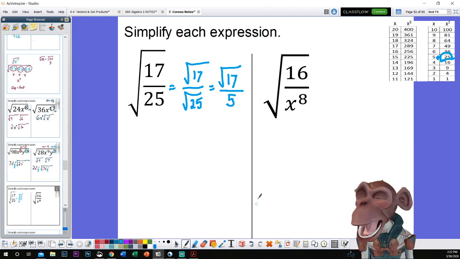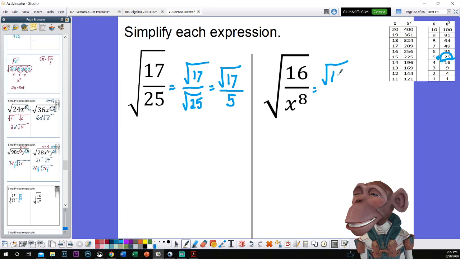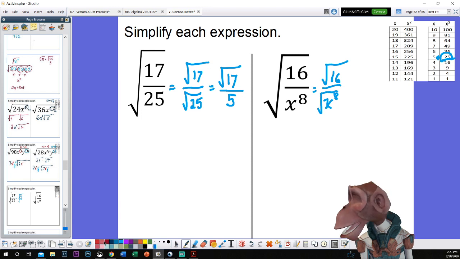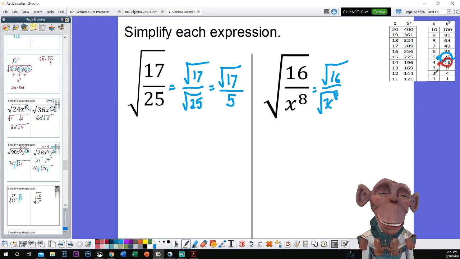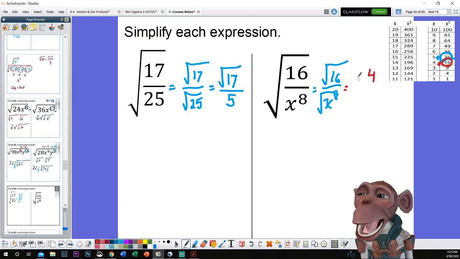Now we have this one, the square root of 16 over the square root of x to the 8th. Just like all the times before, we're going to square root the 16, and great news for us, 16 is right there. We know its square root is just 4. So when I rewrite it, I'm just writing a 4. No root over the top because I've already busted him out of the jail of the square root.